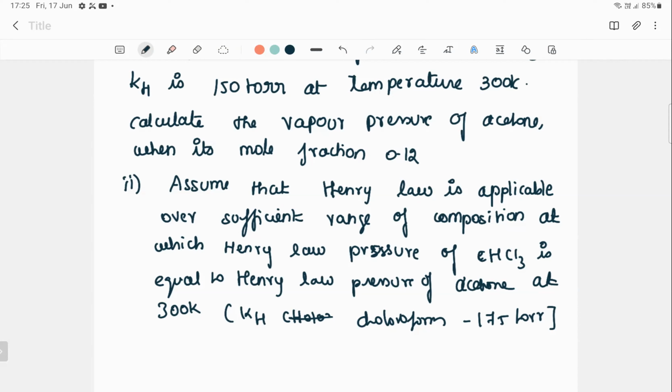So both are getting equal pressure. Here we have our pressure, from the last question, where the pressure of acetone is equal to the pressure of chloroform. You can take the similar value, right? Yes or no? And the second one, they have given the Henry's law constant as 175 torr. You can substitute and get the answer, right?